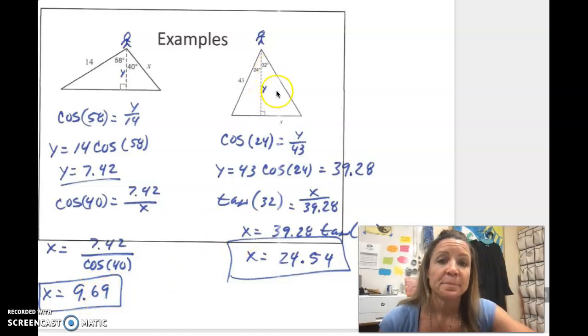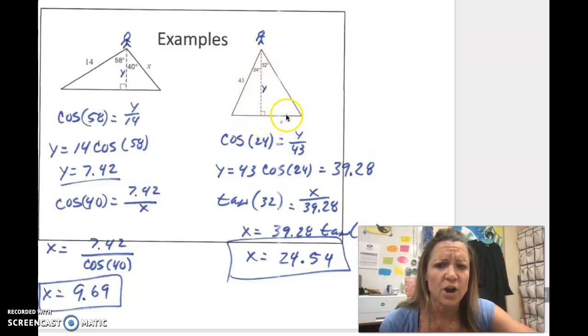Okay. All right, for this one on the right, we have two variables again. So in order to solve for x, we actually have to solve for y first. So we're going to use the 24 degrees. We're going to have this side, which is adjacent, and this side, which is hypotenuse. So cosine of 24 is equal to the adjacent y over the hypotenuse 43. Do the cross product and then solve, so you get 39.28. That's the measurement of this altitude right here.